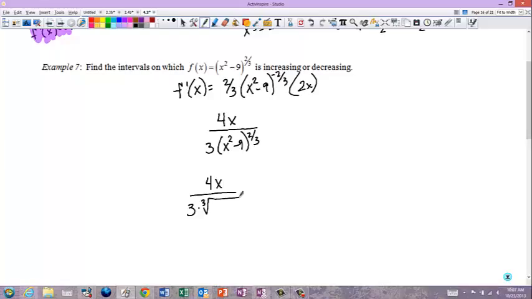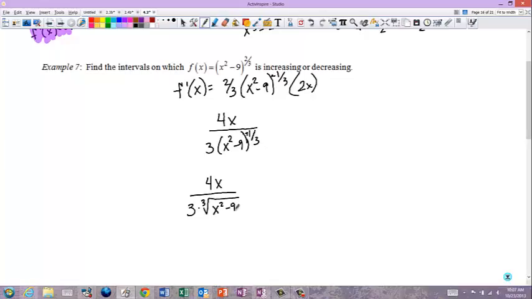I'm sorry, that should not be a negative 2/3. I just realized my mistake. I didn't mean to erase all that. I want a little eraser. Sorry about that. It should be a negative 1/3. You probably realized it, hopefully you did. So it's the cube root of x squared minus 9.